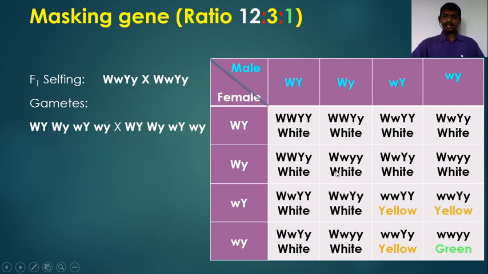So this is dominant epistasis. When this epistatic gene is dominant, it masks or suppresses the phenotypic expression of another non-allelic dominant gene Y.